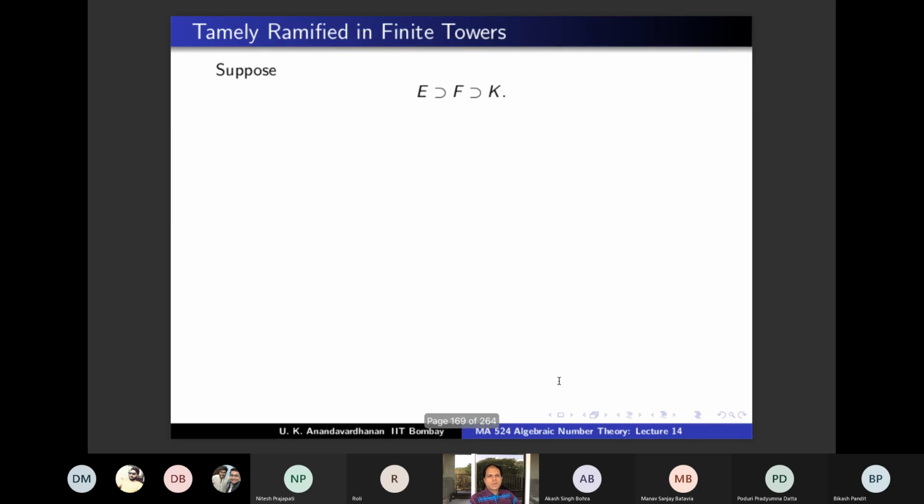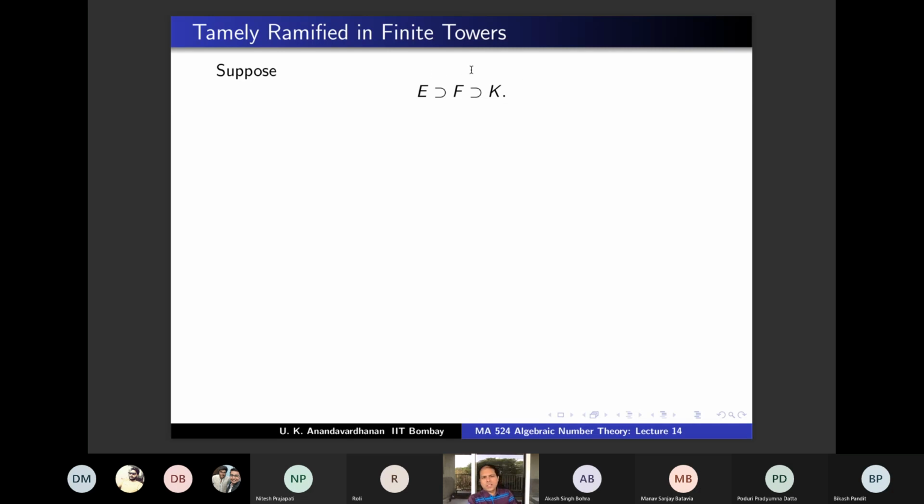Okay. So we have got a good understanding of totally and tamely ramified extensions, and we had unramified ones. We had these three results in towers. How do they behave? All these results are true for tamely ramified extensions. For example, if E is tamely ramified over F and F is tamely ramified over K, then E is tamely ramified over K. What is the proof?